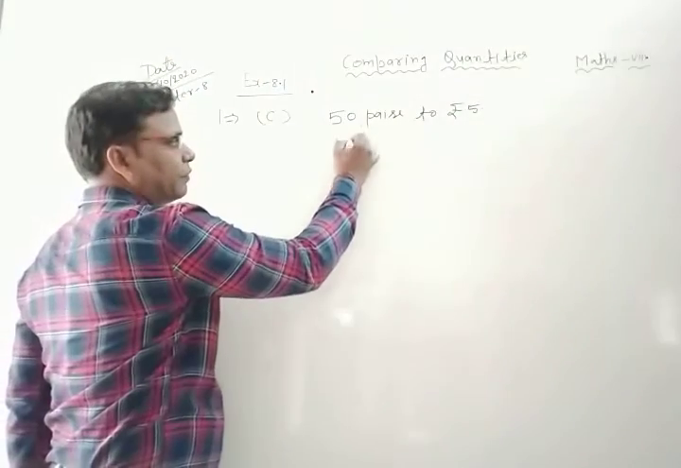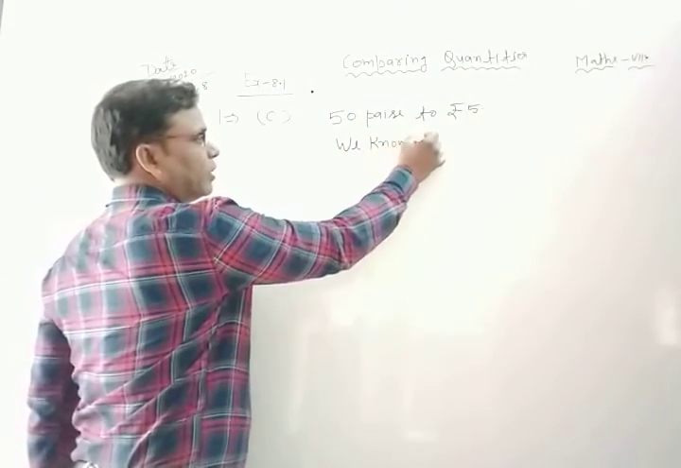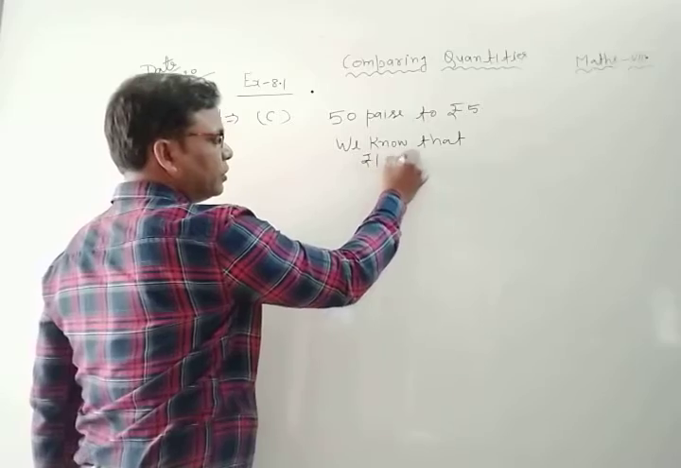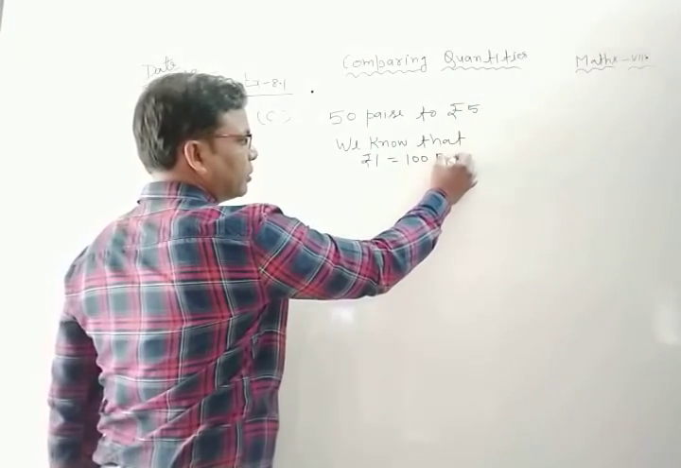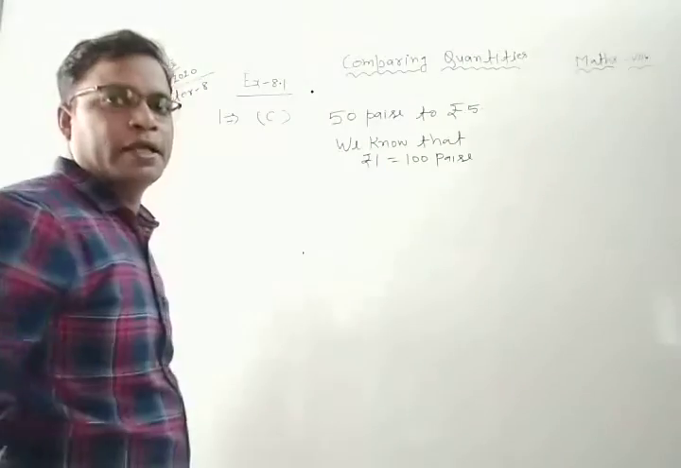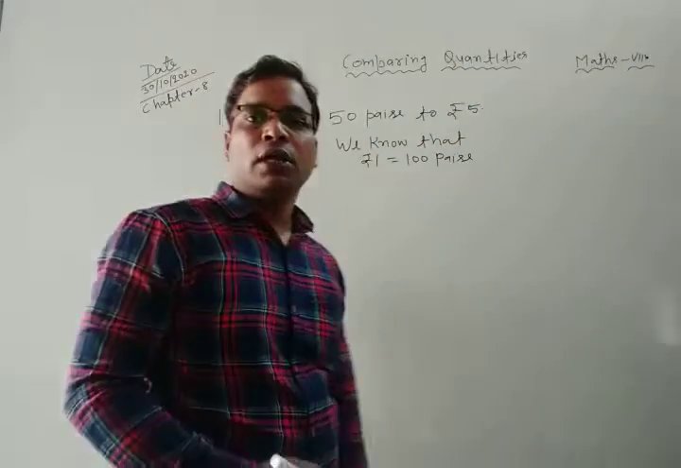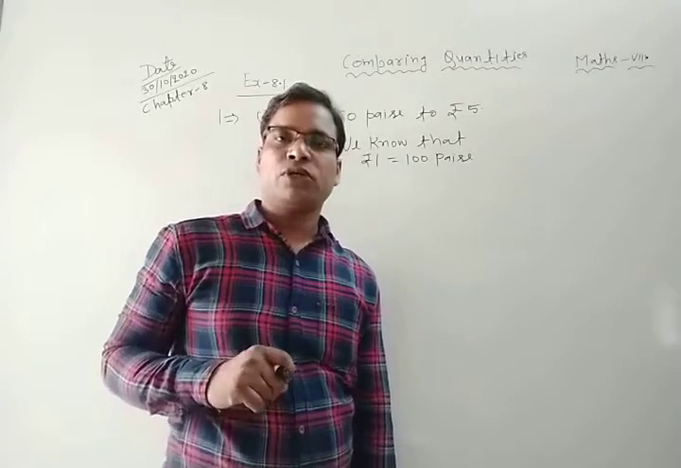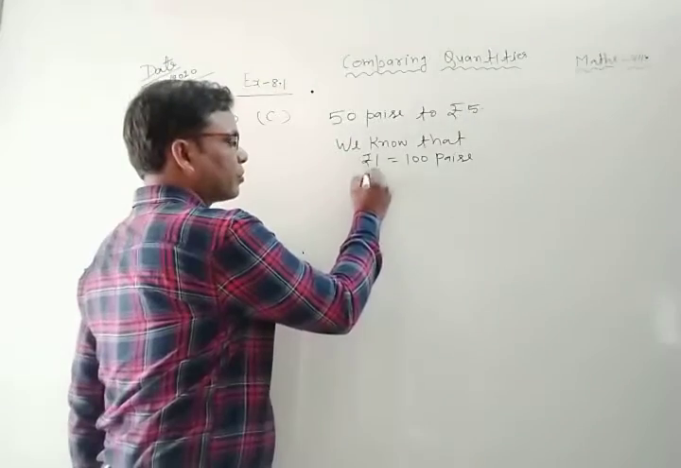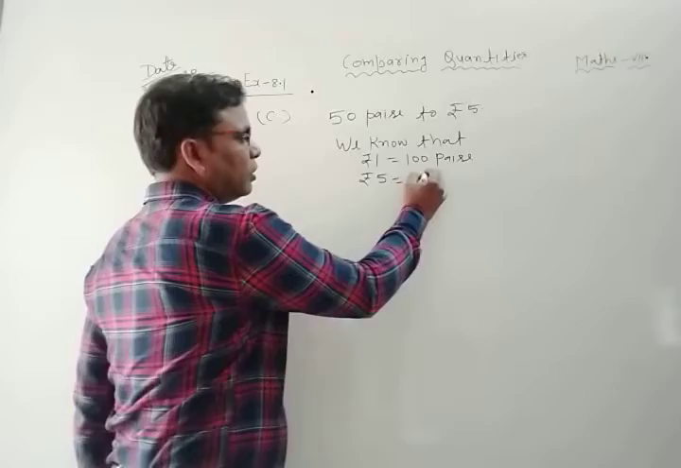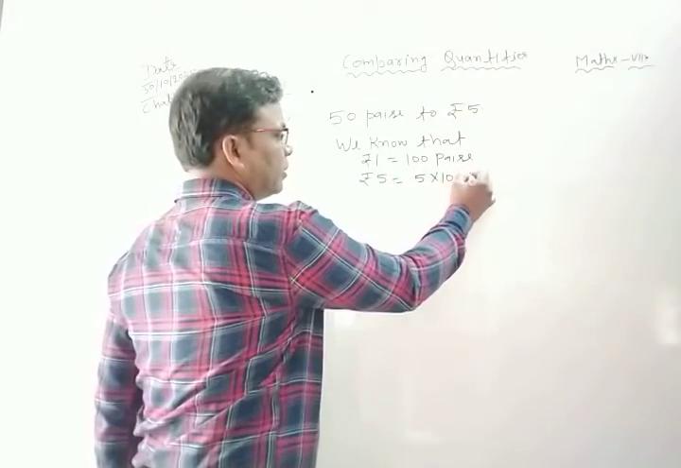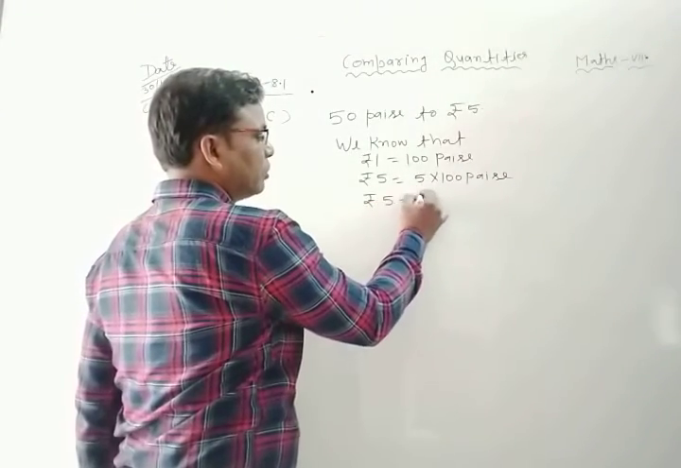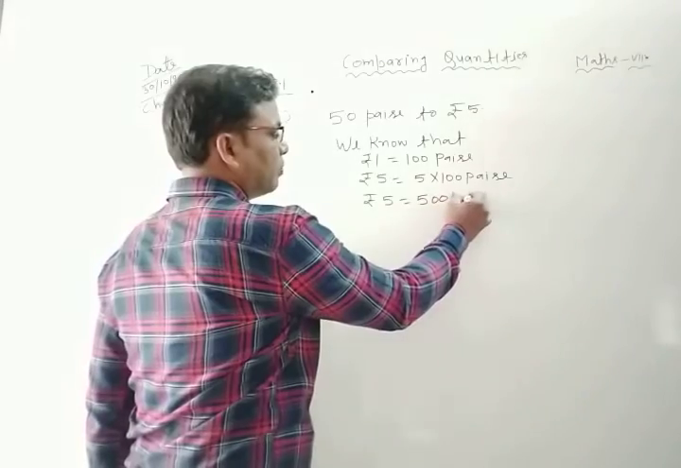So we can write here, we know that 1 rupee is equal to 100 paise, but how many rupees do we have? We have 5 rupees. So 5 rupees is equal to 5 into 100 paise. This gives 5 rupees is equal to 500 paise. This is clear?